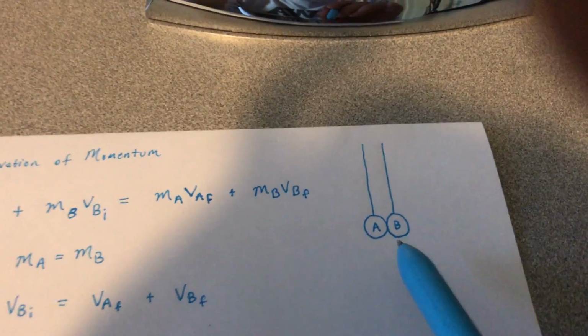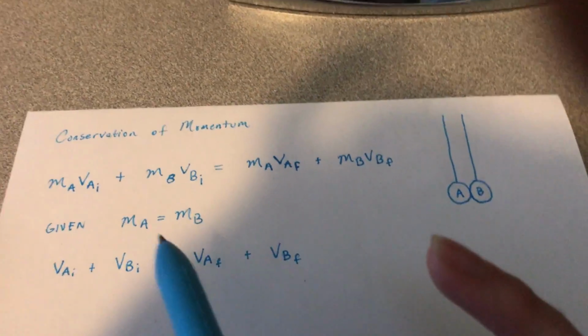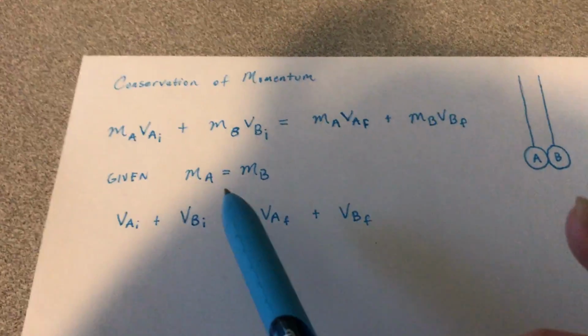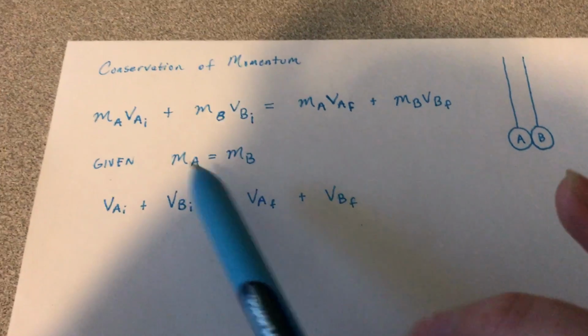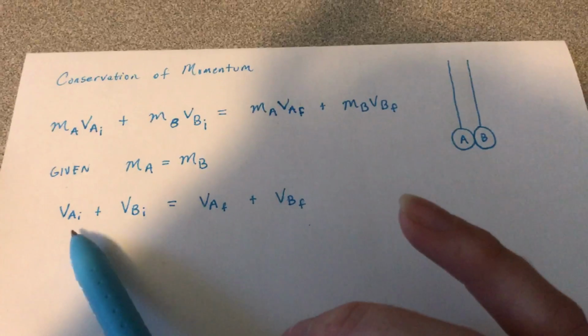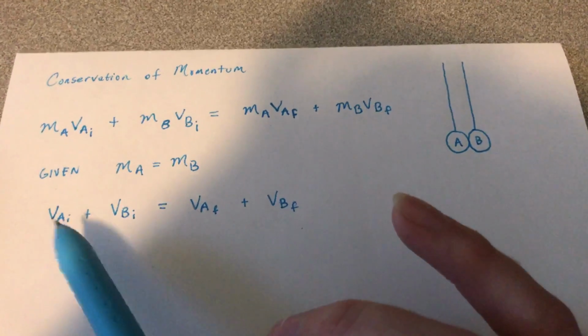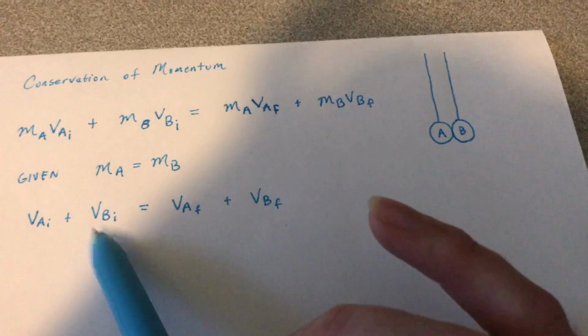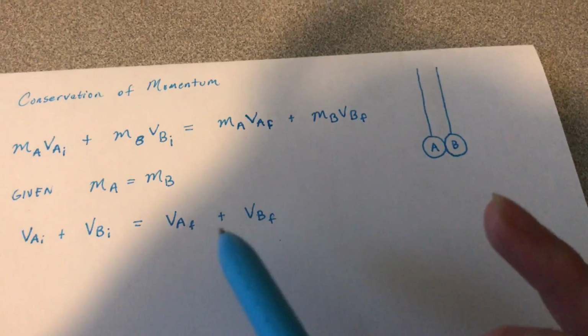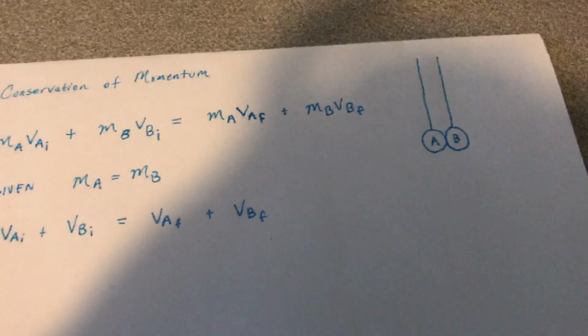So A is on the left, B is on the right. Now, assuming that these bobs are the same mass, which they should be, we can drop the mass out of the equation altogether, and we get the initial velocity of object A plus the initial velocity of object B is going to equal the sum of the final velocities for both of those objects.